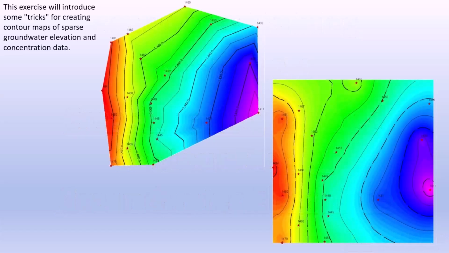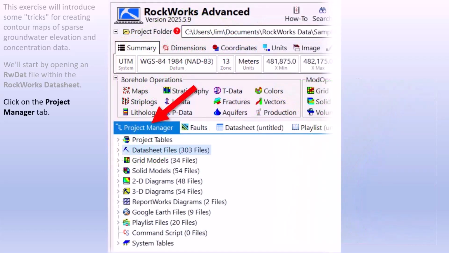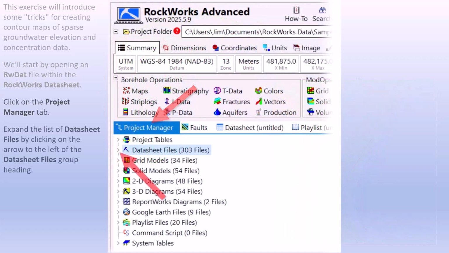This exercise will introduce some tricks for creating contour maps of sparse groundwater elevation and concentration data. We'll start by opening an RWDAT file within the RockWorks datasheet. Click on the Project Manager tab.